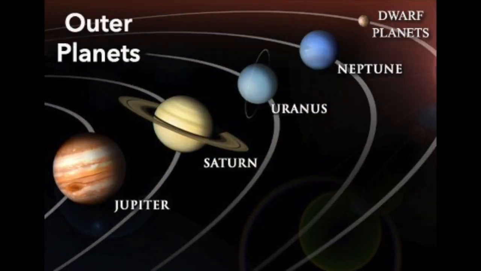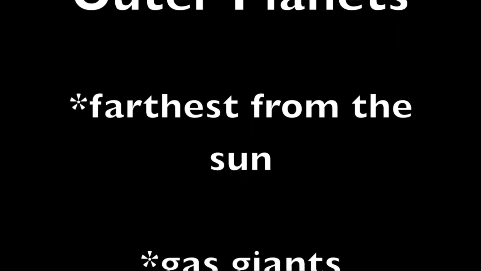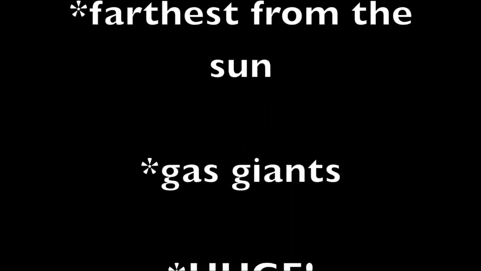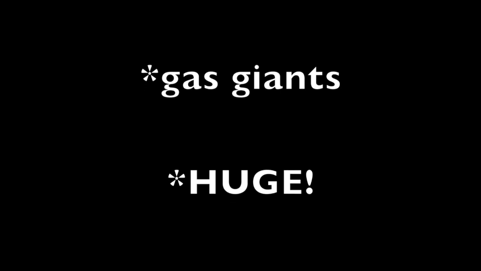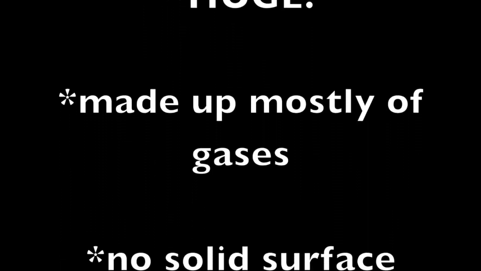Now let's talk about the outer planets. Jupiter, Saturn, Uranus, and Neptune are the outer planets. In that order, they are the farthest planets from the Sun. The outer planets are also called the gas giants because they are huge and made up mostly of gases. They don't have a solid surface, and their cores are very small.